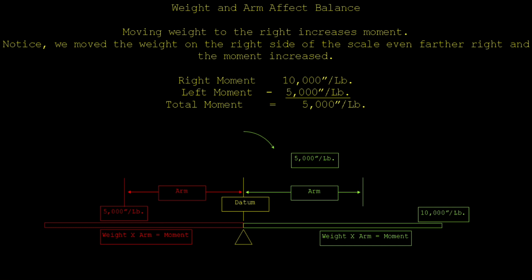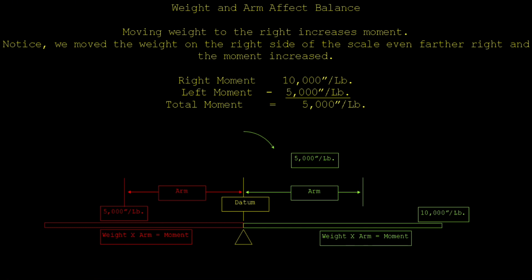Moving weight to the right increases moment. Notice we moved the weight on the right side of the scale even farther right and the moment increased. We had a right moment of 5,000 inch-pounds and a left moment of 5,000 inch-pounds, giving us a total moment of 0 inch-pounds. Moving the weight on the right even farther to the right increased the right moment from 5,000 inch-pounds to 10,000 inch-pounds.